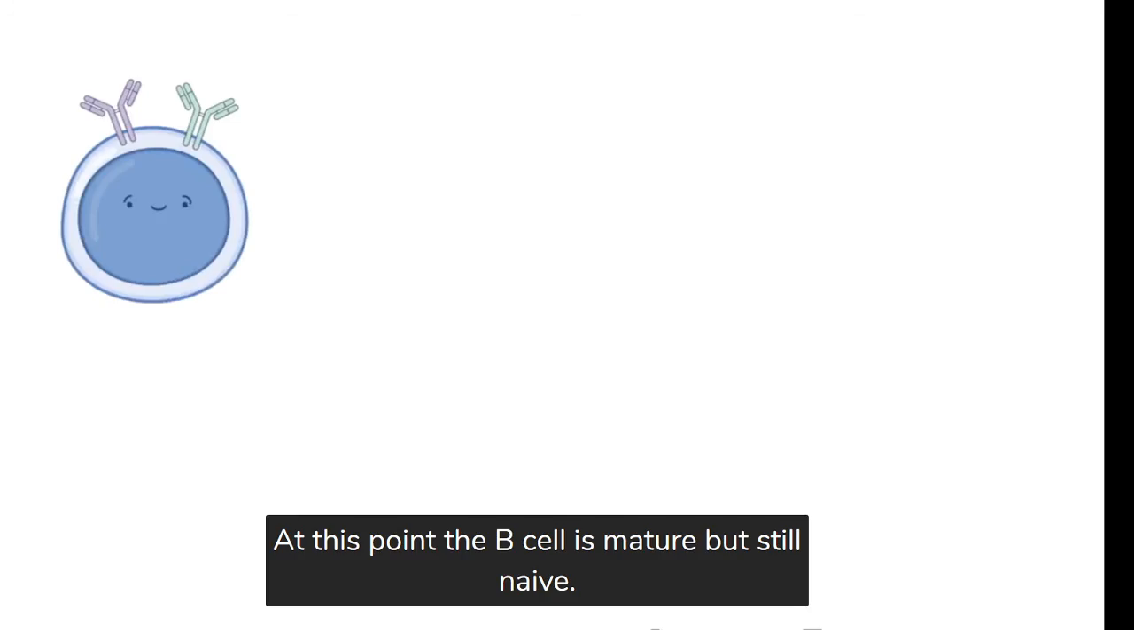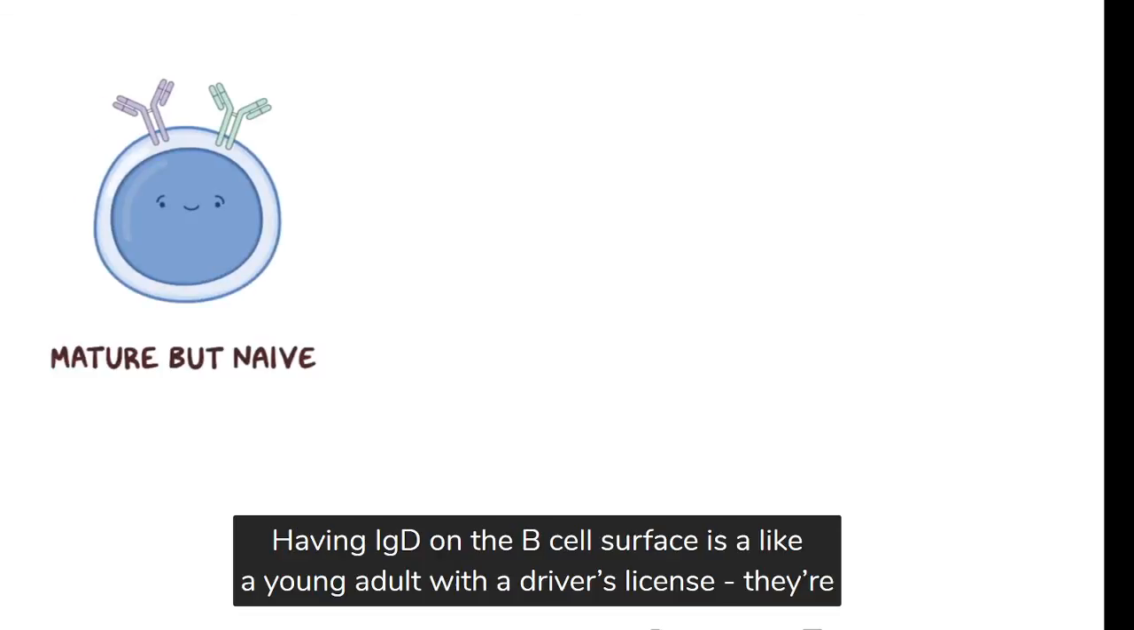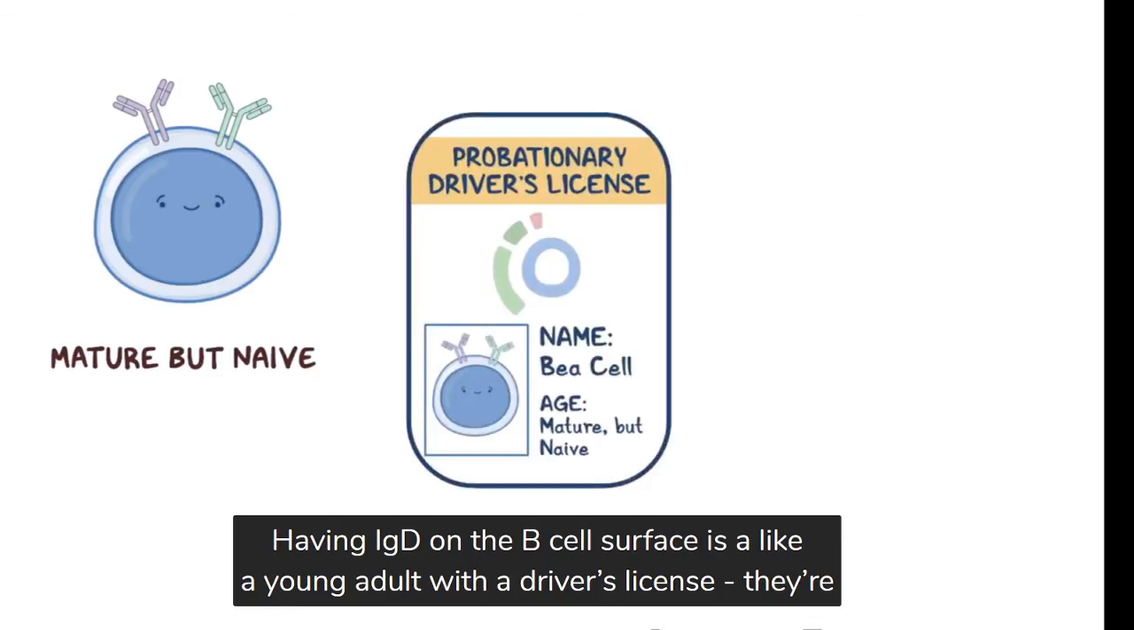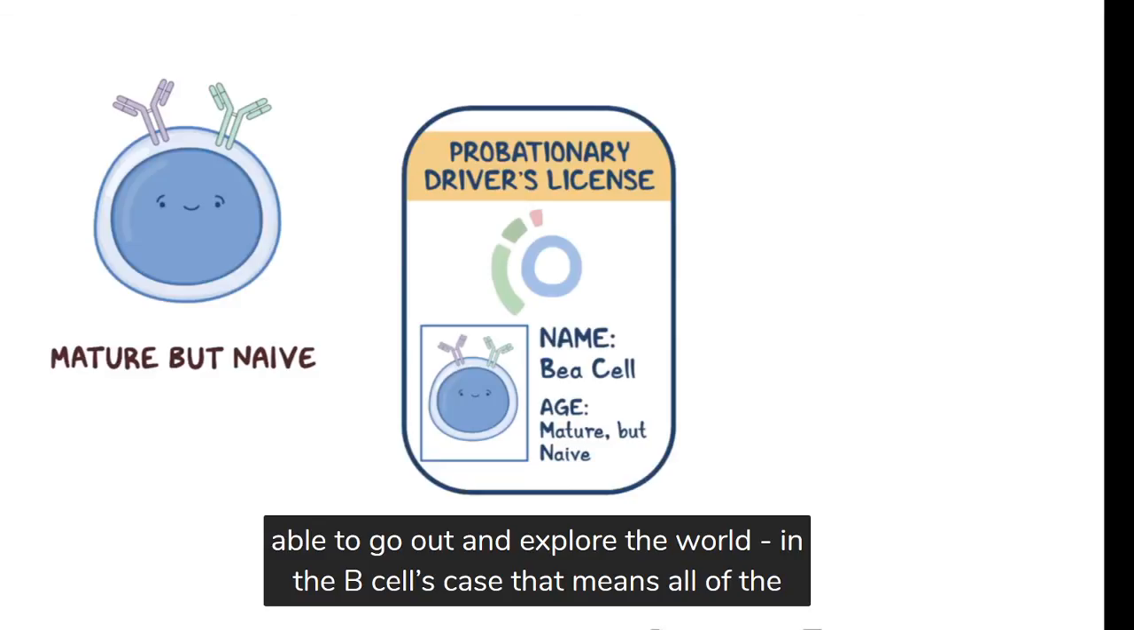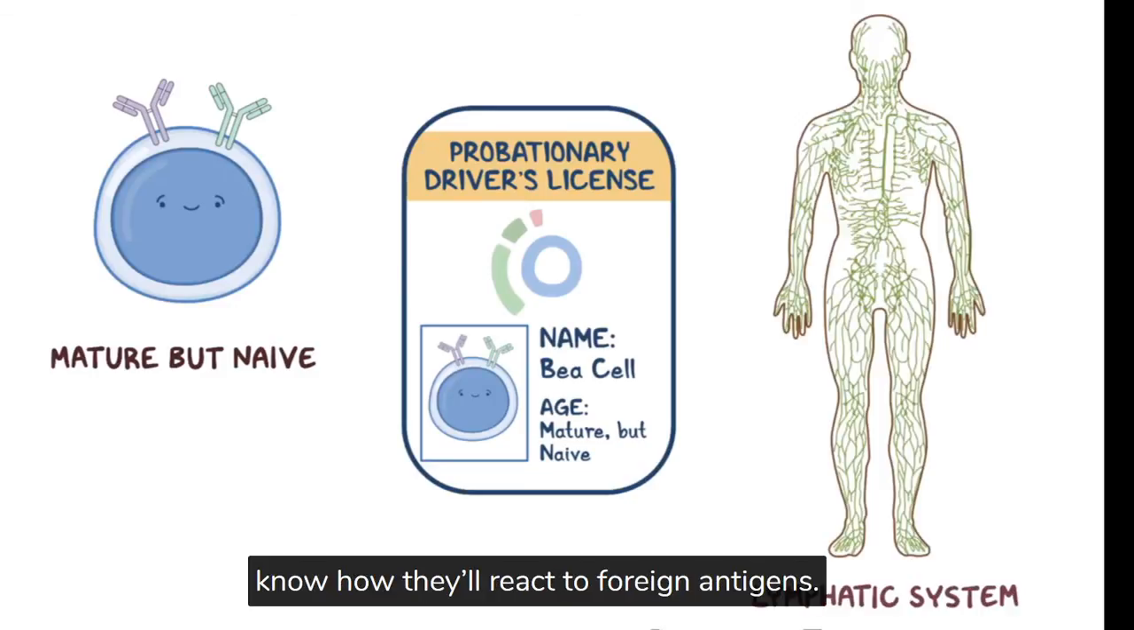At this point, the B-cell is mature, but still naive. Having IgD on the B-cell surface is like a young adult with a driver's license. Smile, please. They're able to go out and explore the world. In the B cell's case, that means all of the body's lymphatic system. But these cells haven't been exposed to much, and don't know how they'll react to foreign antigens.